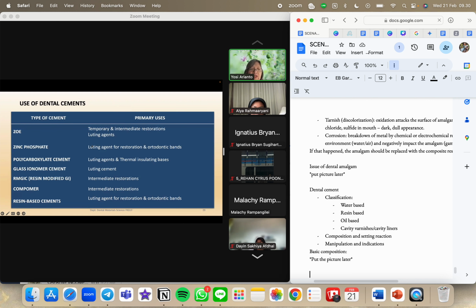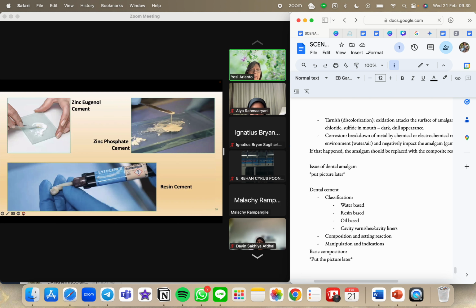And this is the use. Zinc oxide eugenol cement is usually for temporary or intermediate restoration or as a luting agent, zinc phosphate also. And this is how we manipulate zinc oxide eugenol cement.